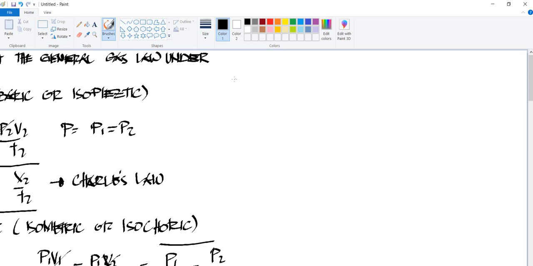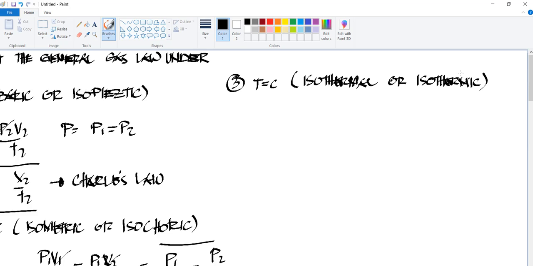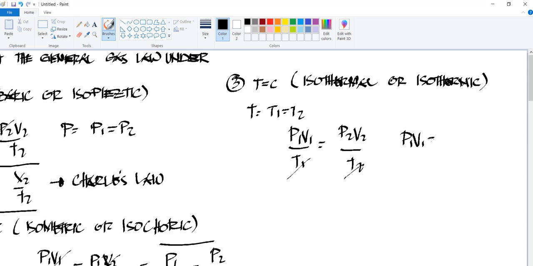Then we have number 3, where the temperature is constant, so the process is isothermal, sometimes called isothermic. Where T1 is equal to T2, establishing the relationship and cancelling out, we have P1V1 is equal to P2V2. This is now Boyle's law.